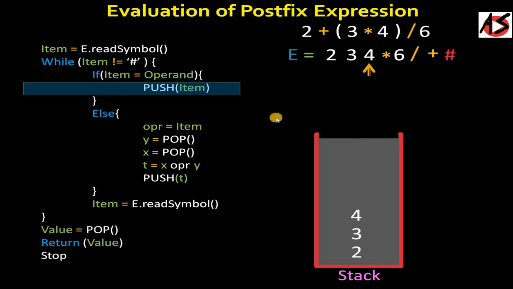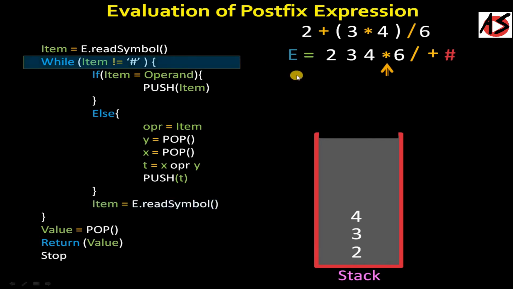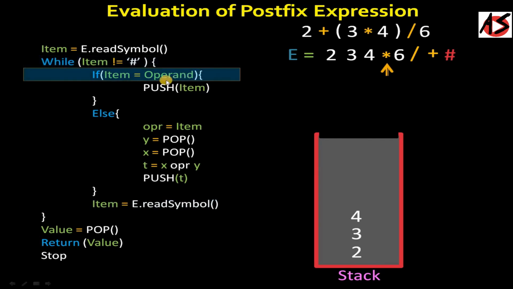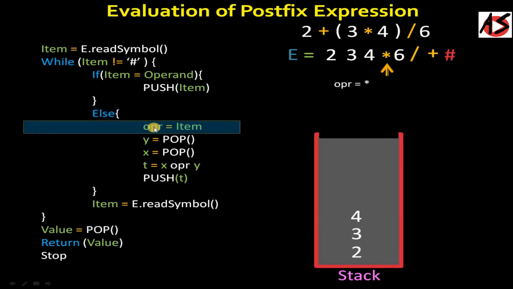Moving ahead, we have the next read symbol call, and we get the multiplication. Multiplication is not the hash, so the condition is true. We check another condition: item is equal to operand. This condition is false, so we move into the else part. In the else part, the first instruction is operator is equal to item. Here we have item multiplication, so operator is equal to multiplication.